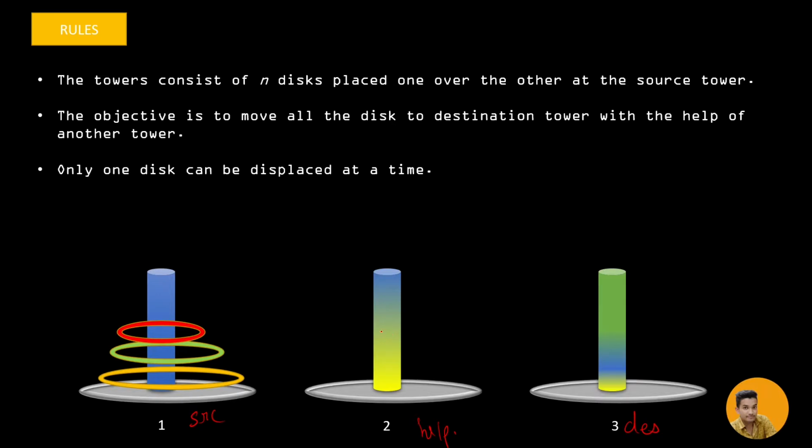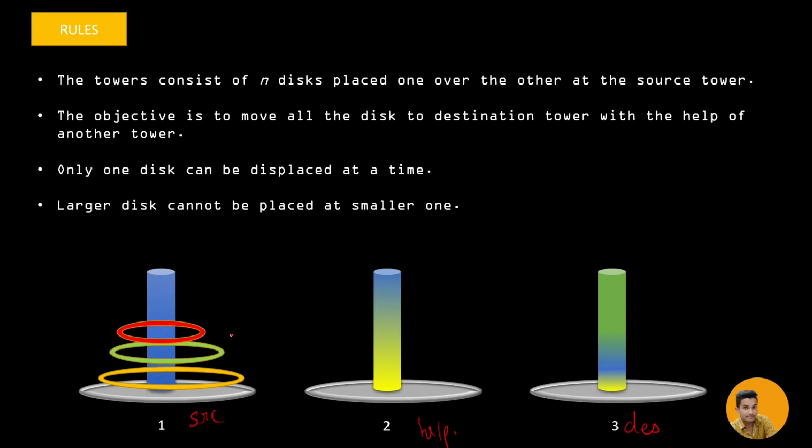Now the first key point: only one disk can be moved at a time. That means you can't take all 3 disks and keep them there. Only one disk needs to be displaced at a time. And the larger disk cannot be placed on a smaller disk. That means the smaller disk has to be kept on the larger disk. Okay, these are the rules.